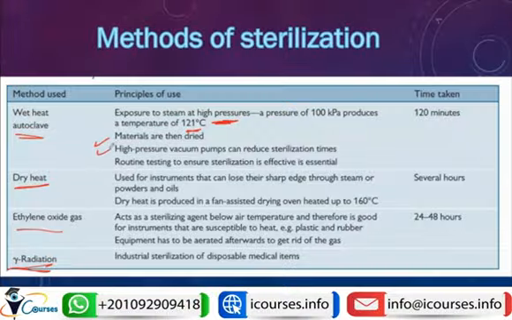Decreasing sterilization time can sometimes be a very important issue, because look at the time here: the wet heat autoclave takes about 120 minutes, which, if we talk about surgical instruments, is too long. Re-sterilization between cycles will take too much time, so this will cause a lag in the operating room.